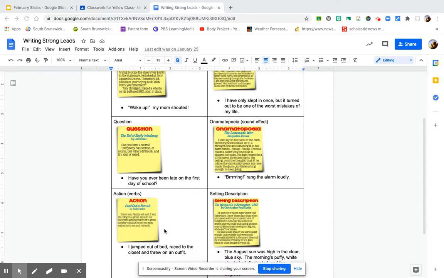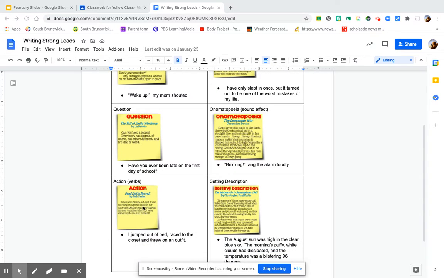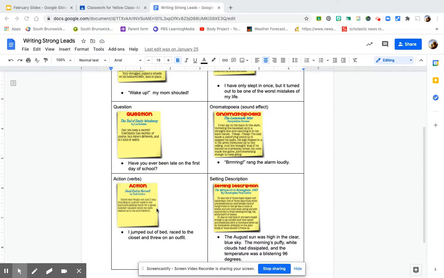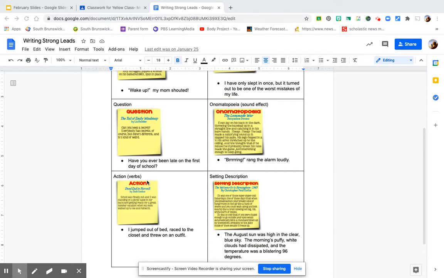And here's another good one to use, which is an action verb. So it's putting a lot of verbs in a sentence to make the sentence more exciting. "I jumped out of bed, raced to the closet, and threw on an outfit. School was finally out, and I was standing on a picnic table in our backyard getting ready for a great summer vacation when my mom walked up to me and ruined it." Okay, so there you go. You have a whole bunch of verbs thrown in there, lots of action words, kind of giving you like "oh, I want to read more." And that's what you want your readers to do.